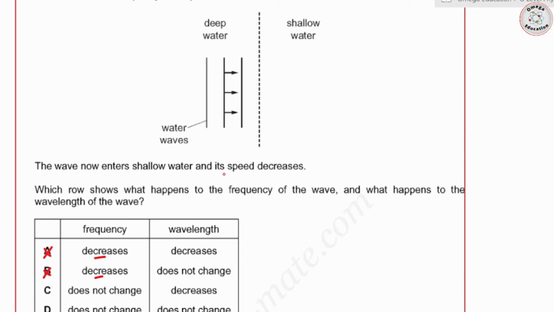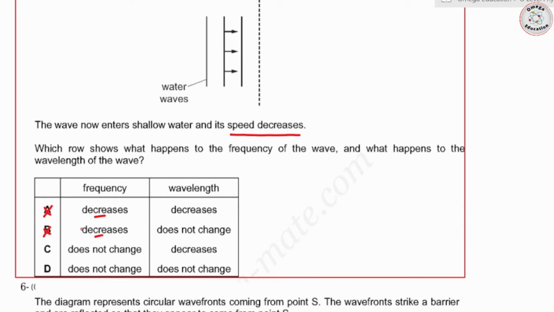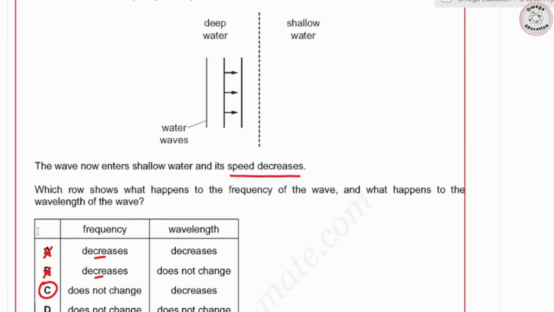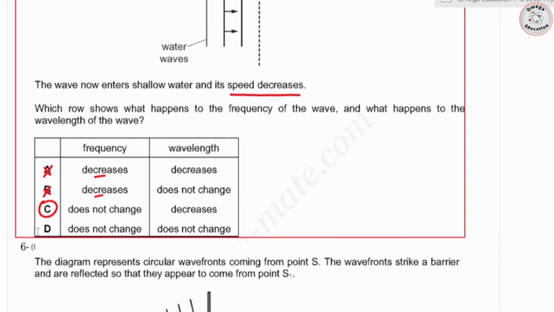Now what about the wavelength? Since speed decreases in shallow water, so does the wavelength. So wavelength also decreases. So it has to be the answer C. So this is what happens in the shallow water. The wavelength decreases as speed decreases. That's a fact. They ask it many times in your O-level physics exam. Moving on to the next one.